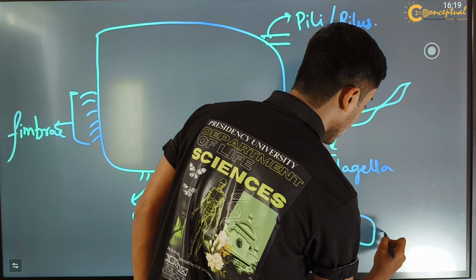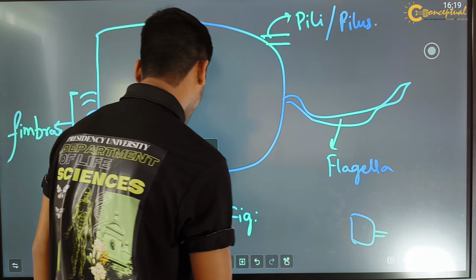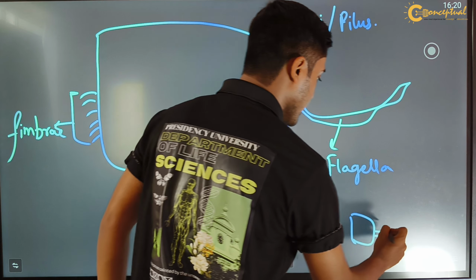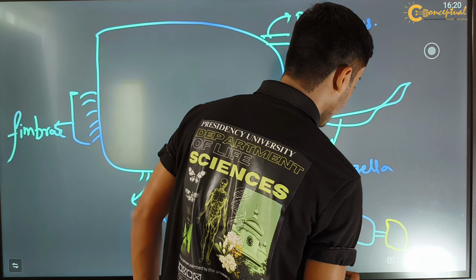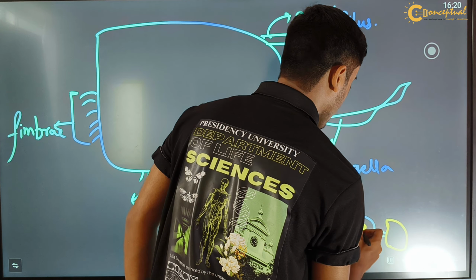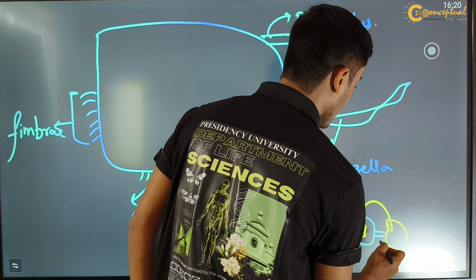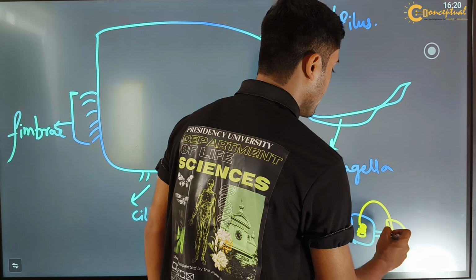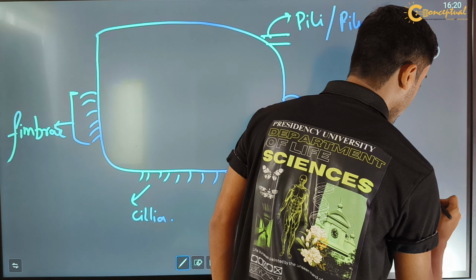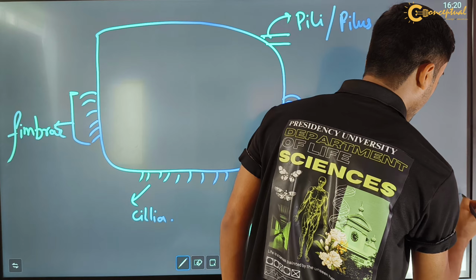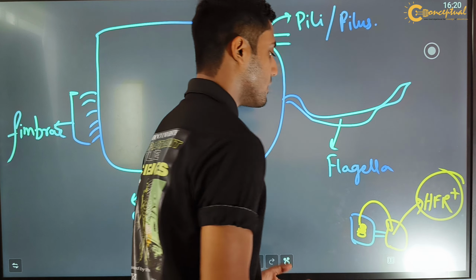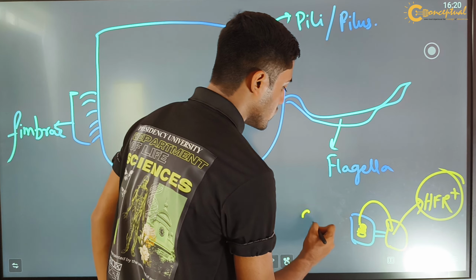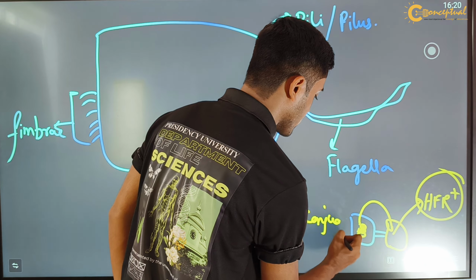Suppose this is a bacteria, it will have its pilus, it will conjugate and get attached with another bacteria without that pilus, and it will have its closed extra chromosomal DNA which it will transfer to this very bacterium, and this bacterium will be converted into HFR plus or high frequency recombinant. So what is the benefit of doing this? This step is known as conjugation. It is a type of bacterial reproduction.